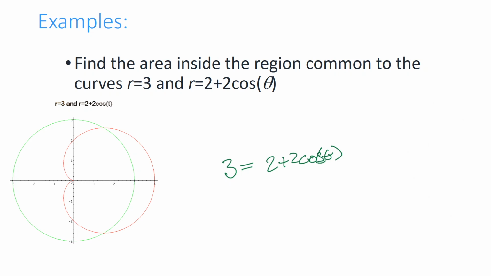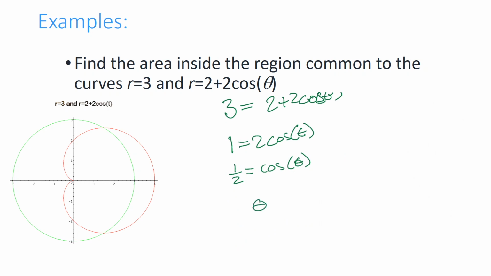And let's see, subtract 2 from both sides. So I get 1 is equal to 2 cosine theta, which gives me 1/2 equals cosine theta, which means that theta is equal to pi over 3, negative pi over 3. That's going to be my alpha and beta.